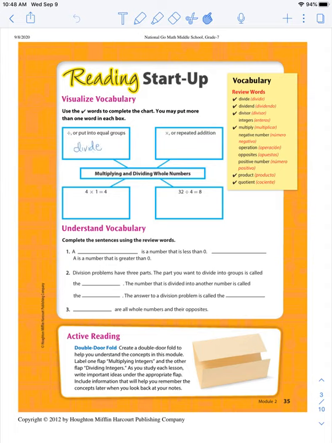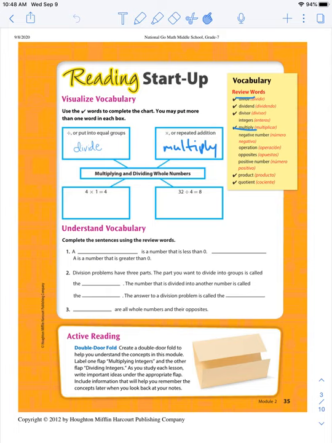Then at the top right, I see the multiplication symbol or repeated addition. I'm going to put the verb multiply in that box. And as we write our words in the box, you can cross them off from the word bank. Notice the words I have left. I have dividend, divisor, product, and quotient.